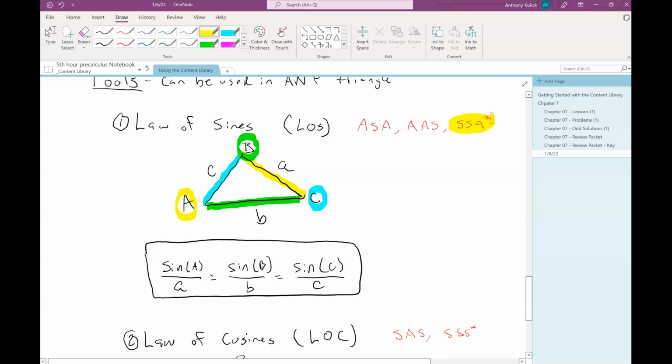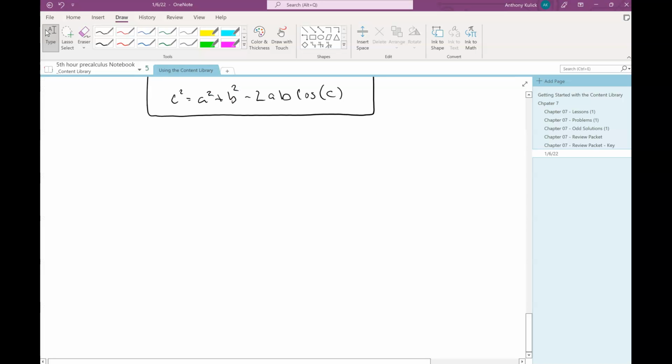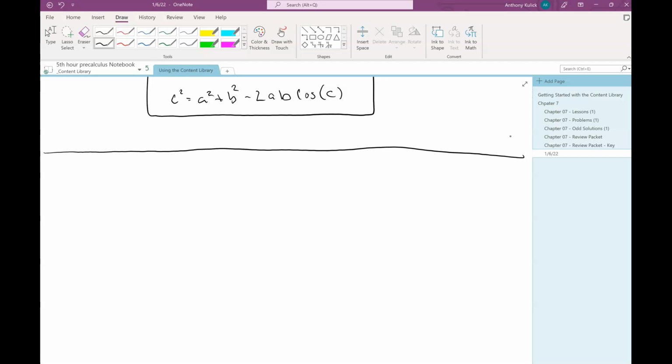Okay. So first thing I want to do before we go any further is draw some pictures and make sure that we're able to pick out whether we have an ASA, an AAS, an SAS, an SSS, or an SSA, that we can look at the picture and identify what's going on. Okay with that?